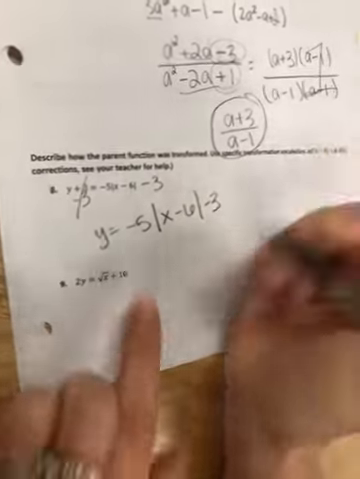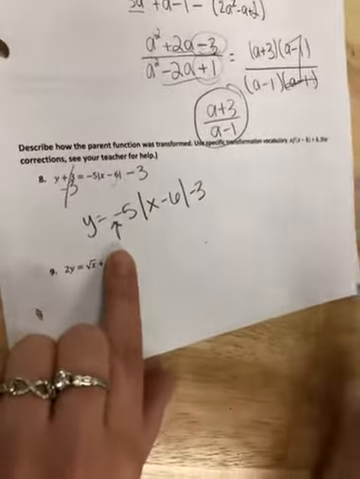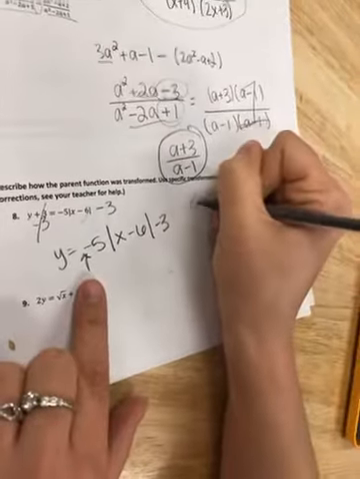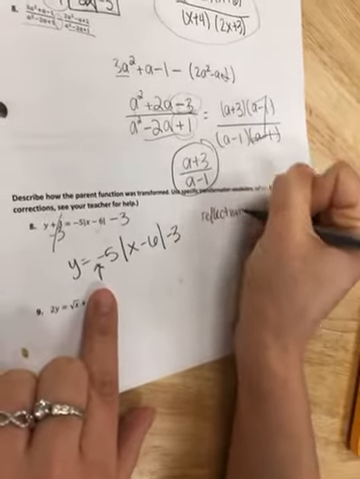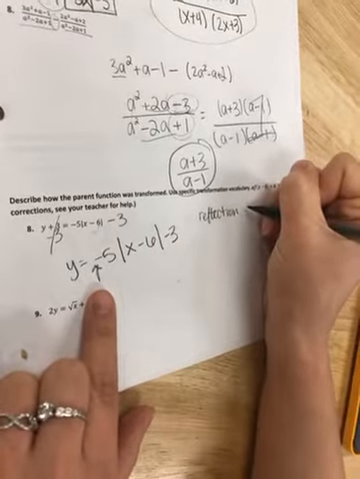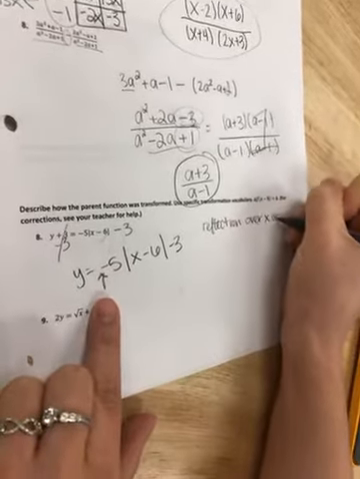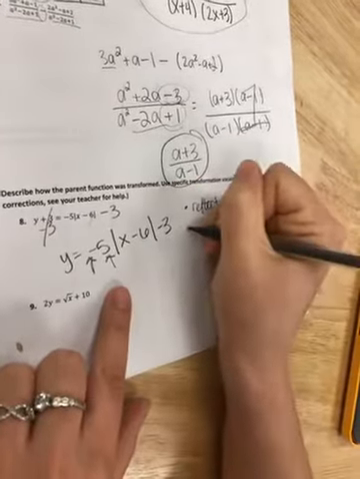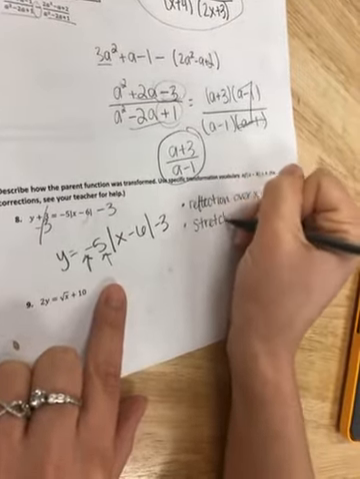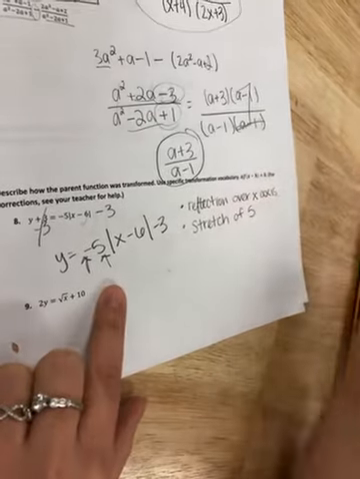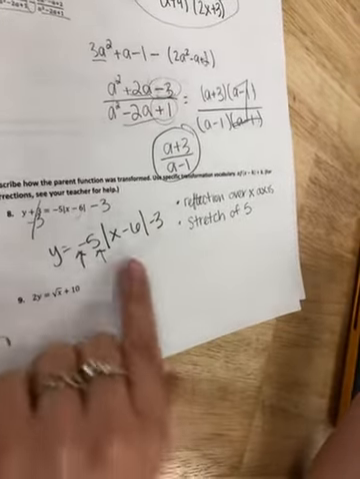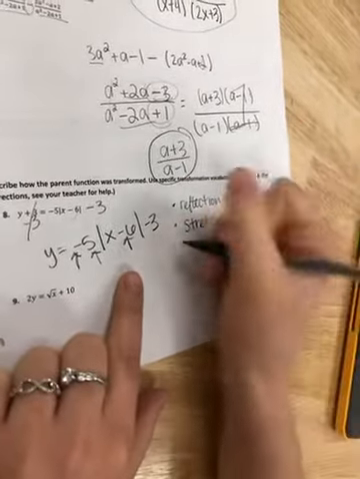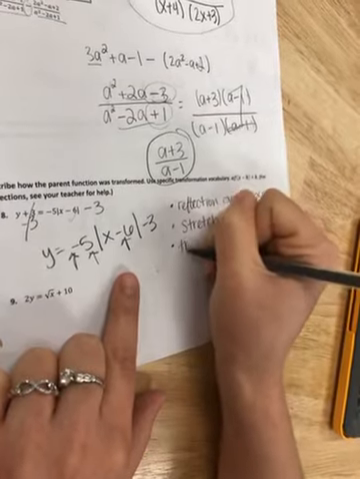A negative in front does not affect the stretch or the compression at all. It just makes the reflection. So we have to use the word reflection, and we have to say over the x-axis. The 5 on its own is a stretch because it's greater than 1, not including the negative. The minus 6, that's an h value, so that's your horizontal translation is what we should be calling it.